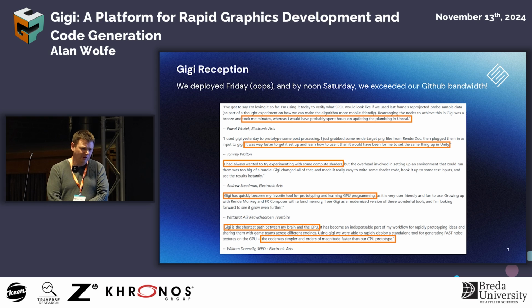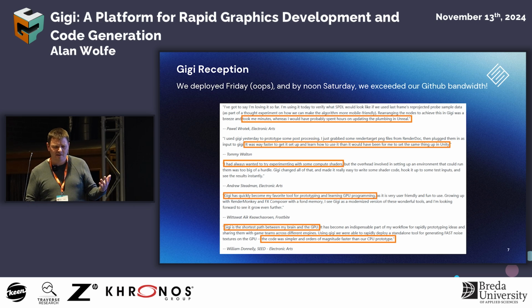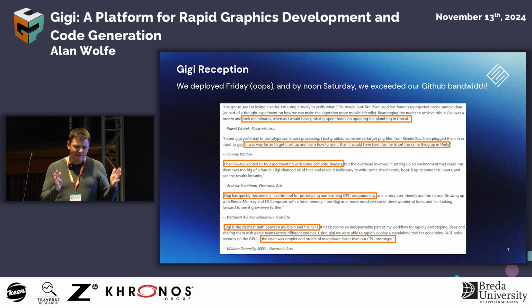And then Tommy has a similar thing to say: he wanted to do some post-processing for Unity, and he found that if you use RenderDoc to capture some buffers, load those into Gigi, learn how to use Gigi, and then iterate on what he was writing, the total time was a lot less than working straight through in Unity. So those two are big to me, right? I think we can work a lot closer to the speed of thought, and I think that points to that.